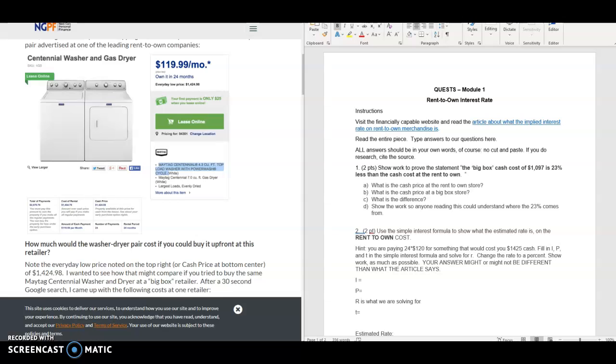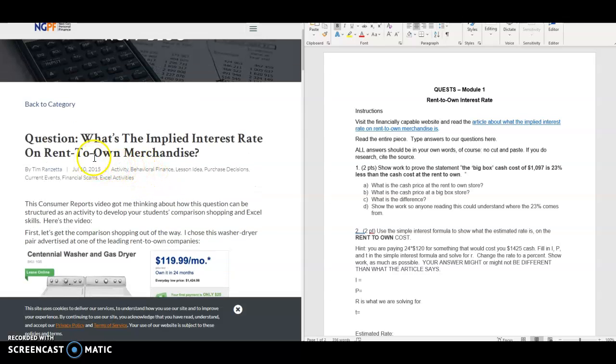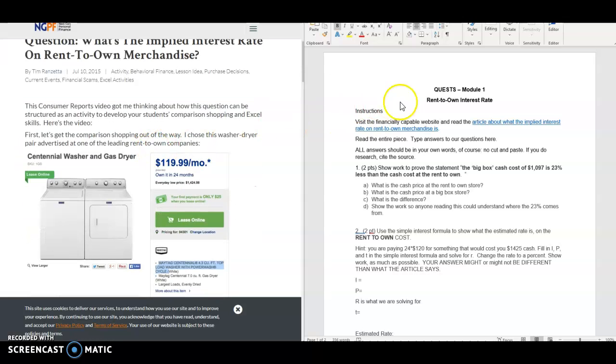Alright, so this is a video to take a look at Quest 1 and give you some insight on what you need to do for Quest 1. In Quest 1 you have a link to a story, or a web page I should say. It says, question: what's the implied interest rate on rent-to-own merchandise? And then you have a Word document.